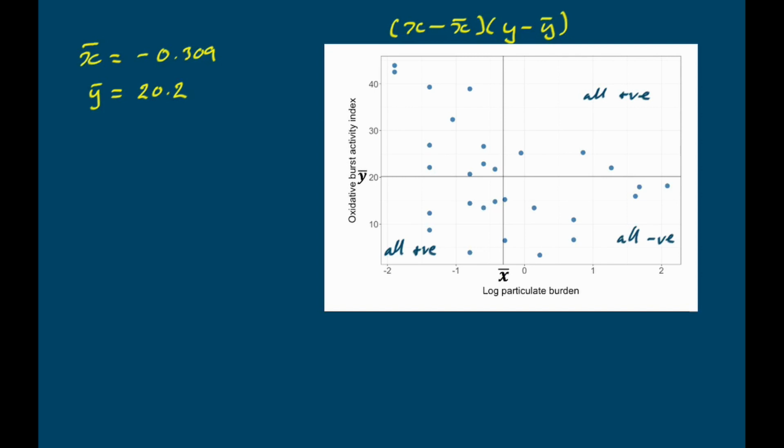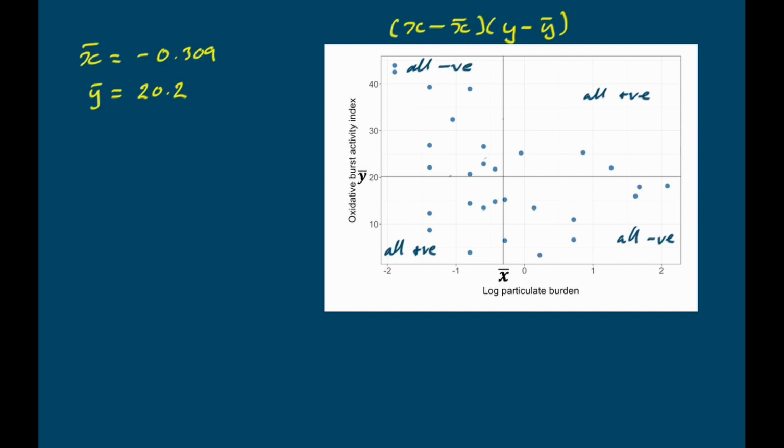And then moving on to the last part of the graph up here, this data point has a y value which is greater than the y mean, but an x value which is less than the x mean. So if you subtract the means from both variables for this data point and multiply them together, you're going to get a negative value. And again, that's going to be the case for all the values in that quadrant of the graph.